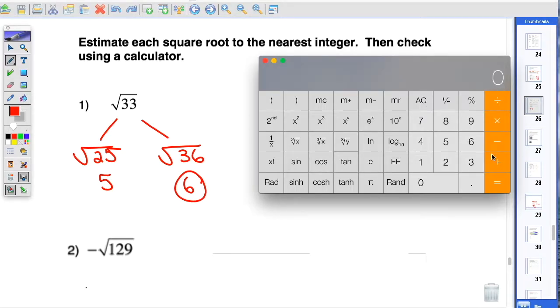So to find the square root of 33, we type 33 and hit your square root key to give us 5.744, and it keeps going, so it is closer to 6.